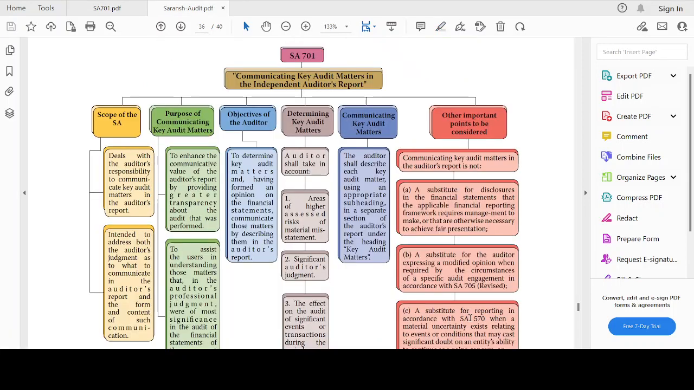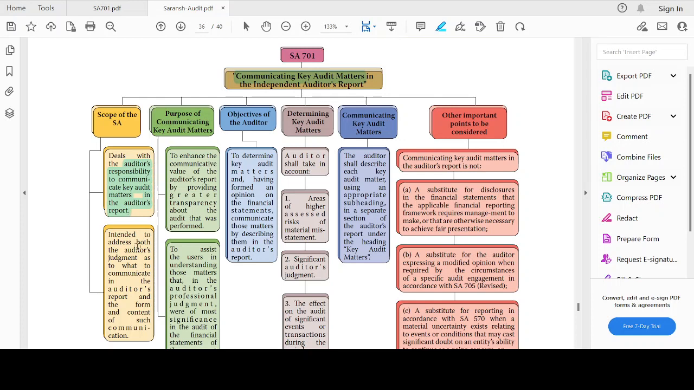Hi everyone, in this video let's discuss SA 701, communicating key audit matters in the independent auditor's report. So I'm going to communicate some key audit matters via the independent auditor's report. Let's understand the scope of this SA. It deals with the auditor's responsibility to communicate key audit matters in the independent auditor's report. I, as an auditor, am going to communicate some key audit matters that are dealt with in the standard.